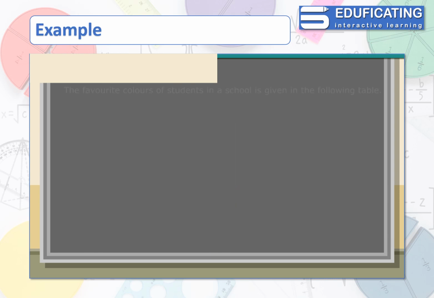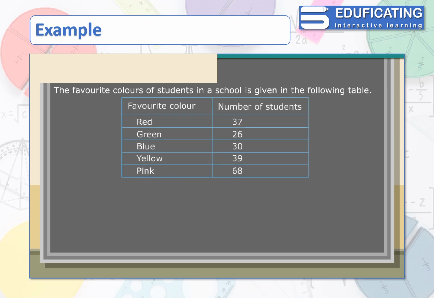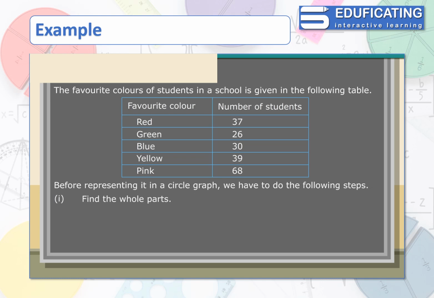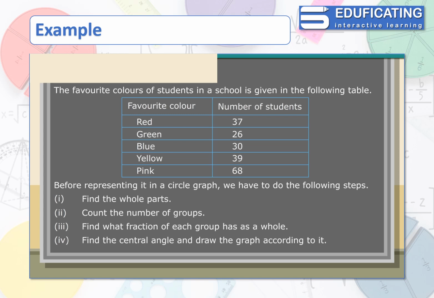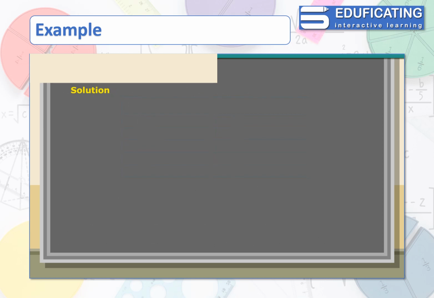Example 1. The favorite colors of students in a school is given in the following table. Before representing it in a circle graph, we have to do the following steps. 1. Find the whole parts. 2. Count the number of groups. 3. Find what fraction of each group has as a whole. 4. Find the central angle and draw the graph according to it. Solution. Total number of students is equal to 200. Number of groups is equal to 5.